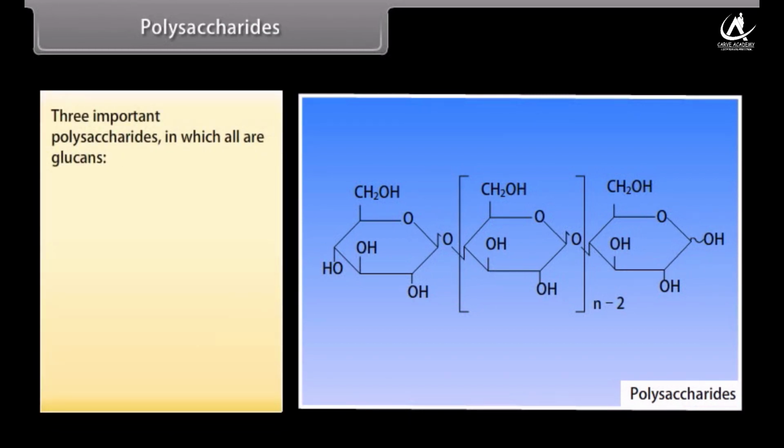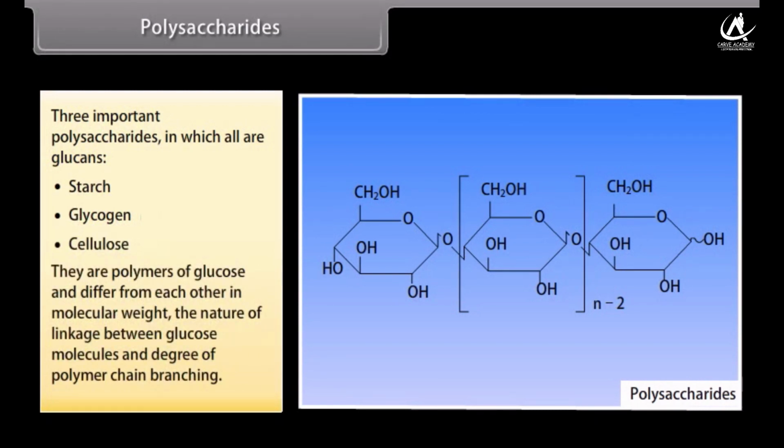Three important polysaccharides, all of which are glucans: starch, glycogen, and cellulose. They are polymers of glucose, and differ from each other in molecular weight, the nature of linkage between glucose molecules, and degree of polymer chain branching.